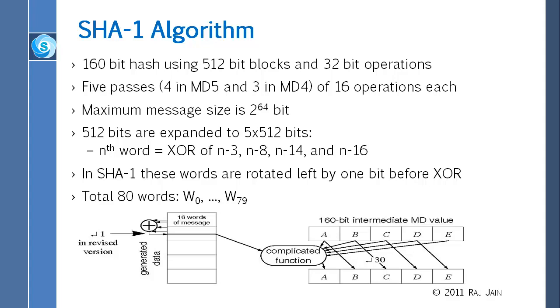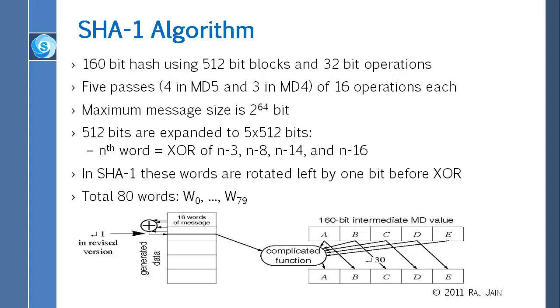So you write down the 80 words here, and then you do some complicated function to keep mangling these bits and words. At the end you are left with 160 bits. That's your hash. But as shown here, one of the other things that they do in all of these is that they really don't change most of the words. So A is copied to the B position, B is copied to the C position, C is copied to the D position, D is copied to the E position.